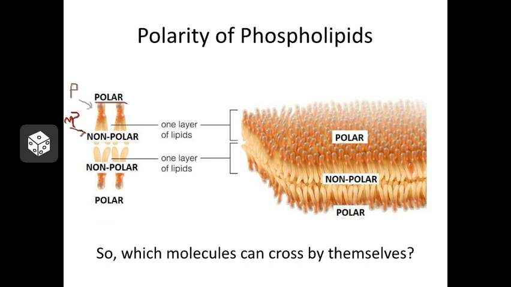When you put these phospholipids together in a larger membrane, you end up with the very outside of the membrane and the very inside of the membrane being very polar, with this big, thick nonpolar layer in the middle. Now really, it's the nonpolar layer in the middle that helps decide who can come in and who can go out. So that begs the question, which molecules can do this? Which ones can cross by themselves and which ones can't?